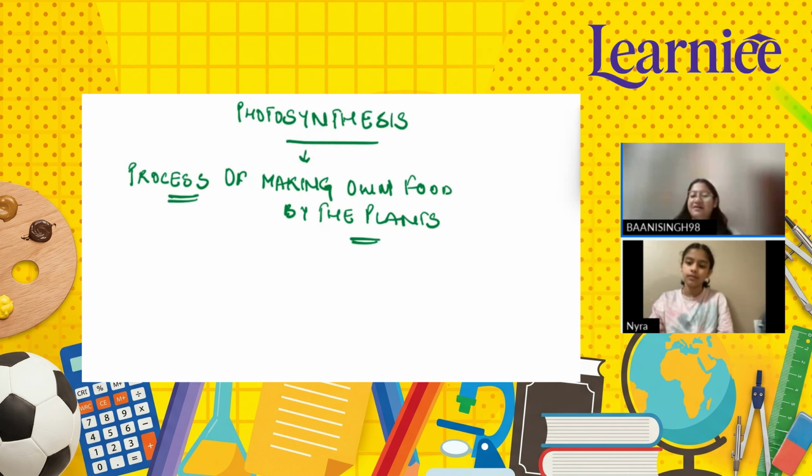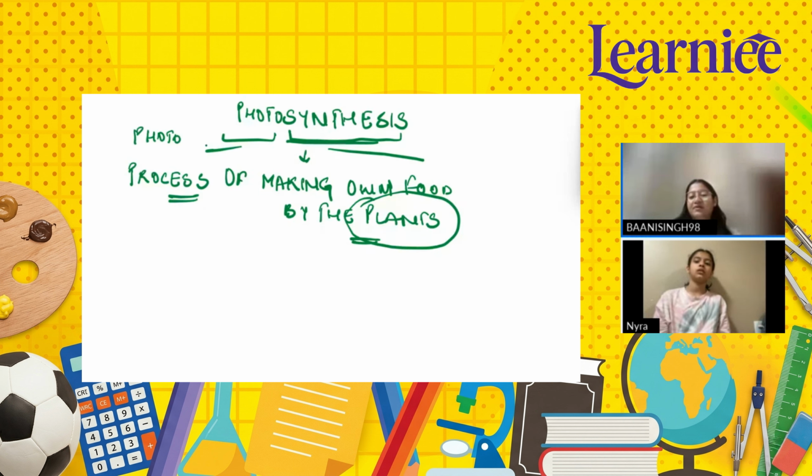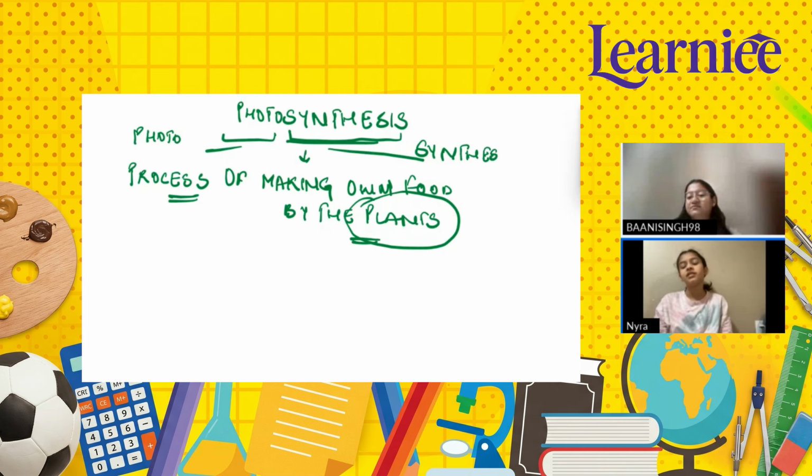Photosynthesis is a process of making own food by the plants. That means the plants have the ability to make their own food, right? And the process is known as photosynthesis. You know what is the meaning? If I split the term photo and synthesis, so what words do you get? You get the photo and you get the synthesis word. Do you know what both of the terms mean? I know photo means a picture, but I don't know what the synthesis means.